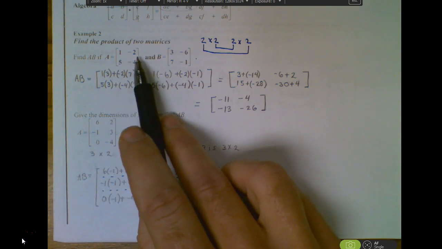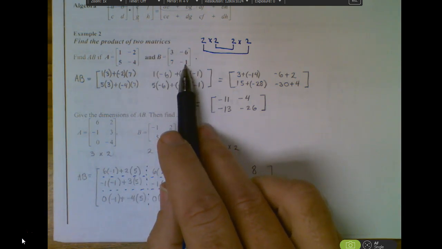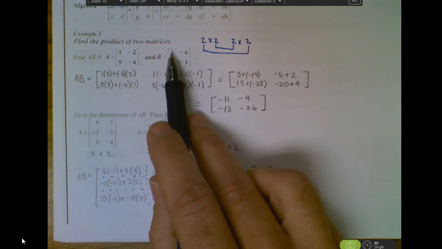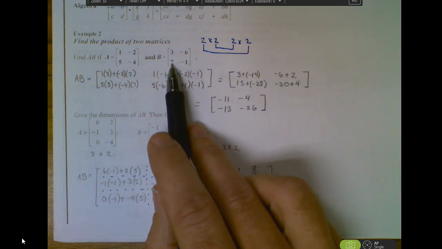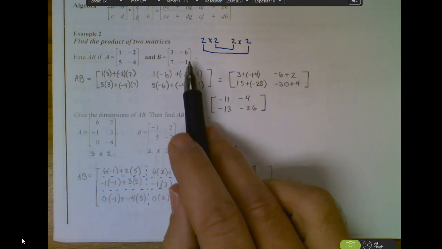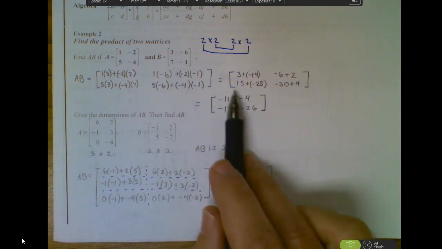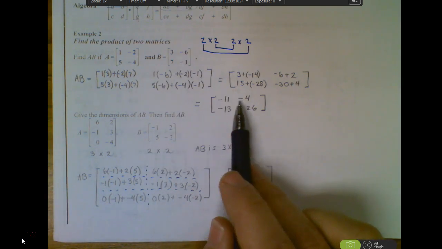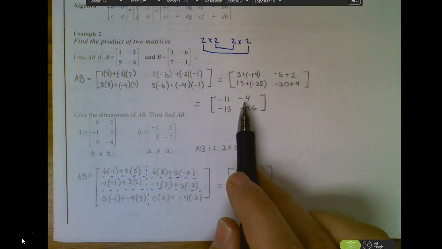When I do the top row times the right column, it's kind of like distribution. I'm going to take this top row, distribute it to the first column to get my first answer, and then to the second column to get my second answer. And since I'm using the top row, these answers go in the top row of my answer.